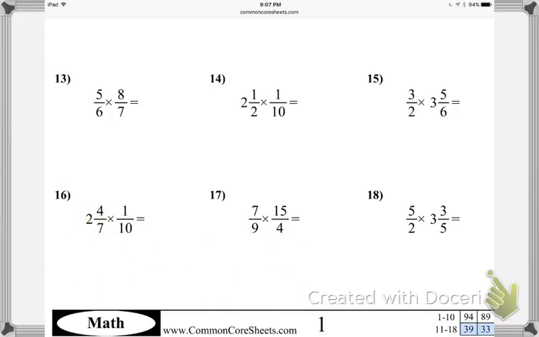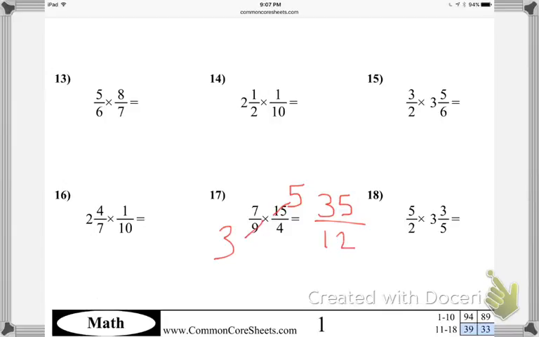I'm going to erase. Okay, let's try number 17. I do not have any mixed numbers, so I'm ready to either multiply straight across or cross cancel if I can, and I'm going to cross cancel. I know 3 is a factor of 9 and 3 is a factor of 15. So I'm going to divide them by 3. 9 divided by 3 is 3. 15 divided by 3 is 5. 7 and 4 do not have any factors in common, so I'm ready to multiply straight across. I have 7 times 5 is 35. 3 times 4 is 12.